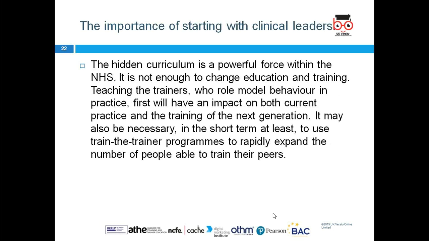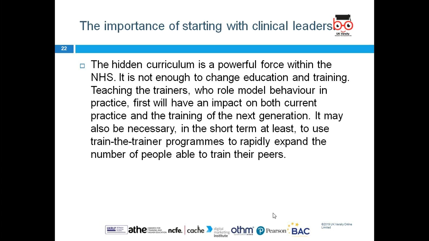So another part of 1.3, the importance of starting with clinical leaders. Remember, these are the challenges that we're talking about. The hidden curriculum is a powerful force within the NHS. It's not enough to change education and training. Teachers and trainees who role model behaviour in practice first will have an impact on both current practice and the training of the next generation. So it might be necessary in the short term, at least, to use the trainer programs to rapidly expand the number of people able to train their peers.